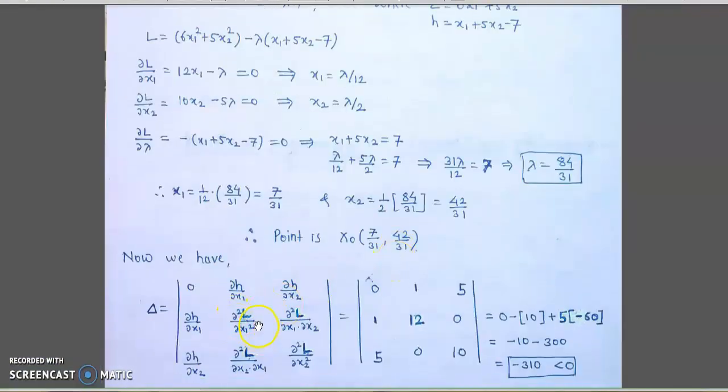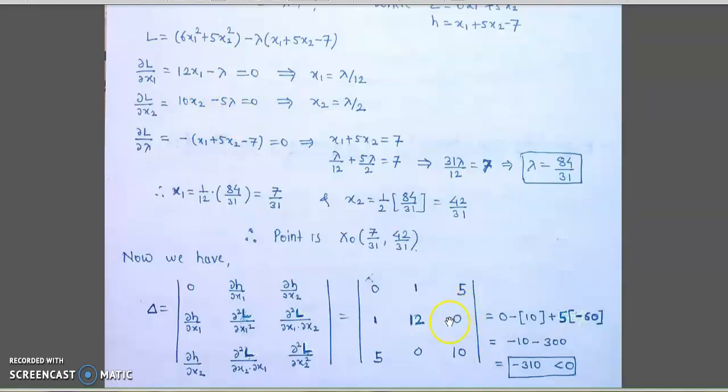Now the derivative of L with respect to x1 two times. If you see, students, here we have already taken the derivative of L with respect to x1. So if we differentiate one more time with respect to x1, we get 12 here. Now dou 2L upon dou x1 and dou x2: the first derivative is with respect to x2, second with respect to x1. Here we already have the derivative of L with respect to x2. Now if we differentiate it with respect to x1, as there is no x1 term, it gives us 0.